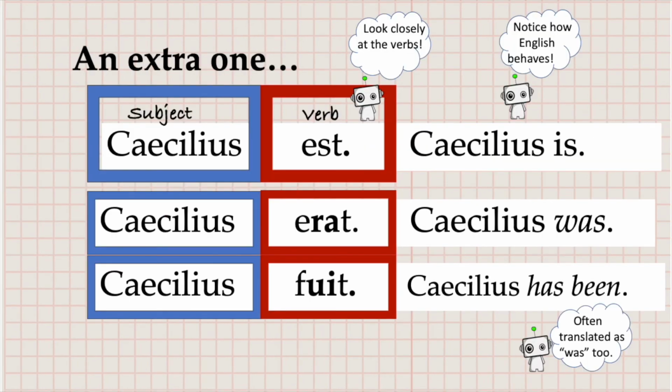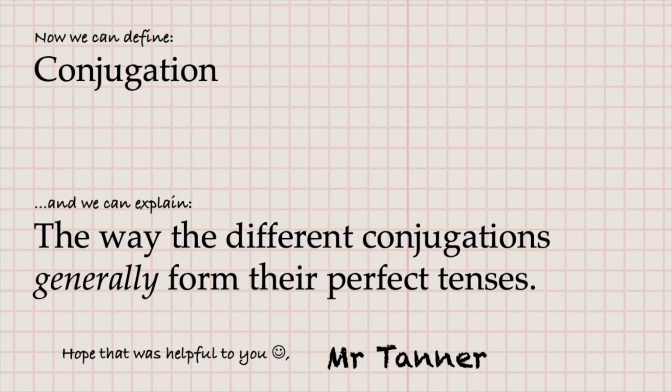Okay, here's another bonus verb. It's the verb to be, as usually is at this point in the video. And I'm just adding an extra tense. Caecilius fuit, Caecilius has been. And look, it's got uit in it. Often translated as "was", just because English is weird rather than Latin.